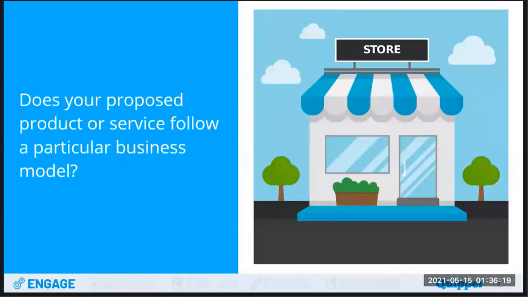So before we proceed to our lesson, here are some questions. Does your proposed product or service follow a particular business model? Yung na-propose ninyong business, or yung naisip ninyong business, may sinusunod bang business model? Later on, we'll know ano-ano ba yung mga nasa list ng mga business model.